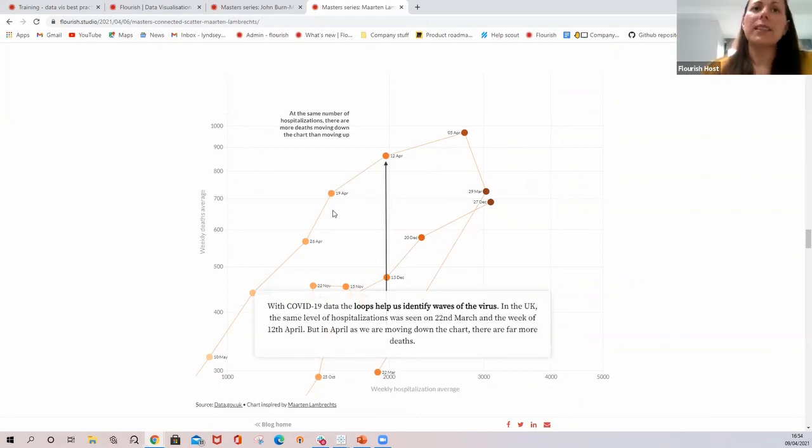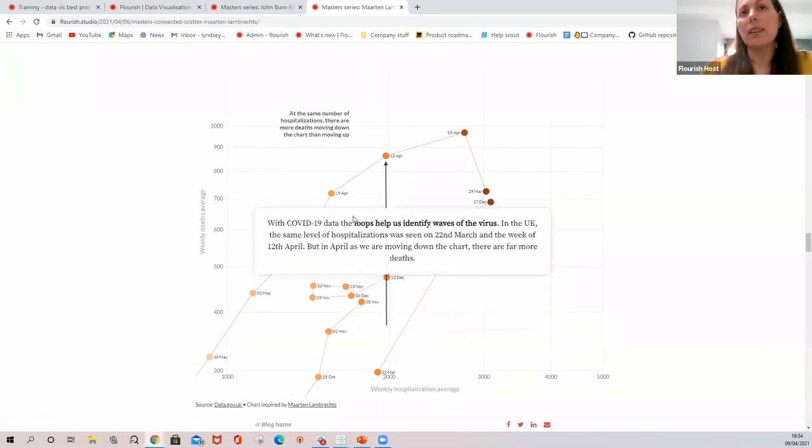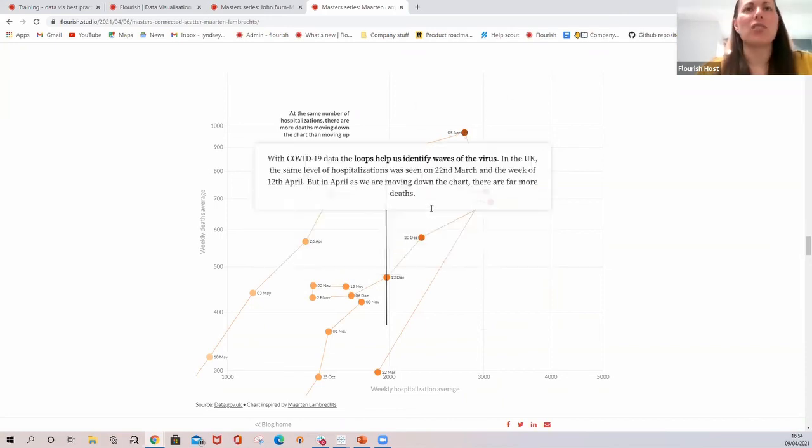And with COVID-19, the data loop helps us identify waves of the virus. So in the UK, the same level of hospitalizations was seen in March and the week of April. But in April, we're starting to move down the chart. So hospitalizations are going down. Hospitalizations are going down, but deaths are going up here in this part of the chart.